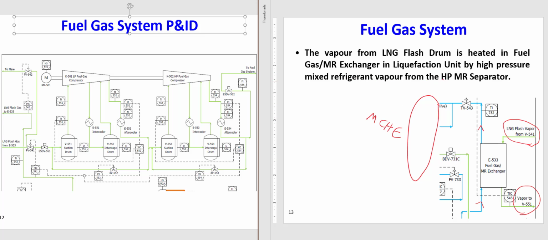Okay, in the liquefaction unit by high pressure mixed refrigerant vapor from the high pressure mixed refrigerant separator. So it's coming from unit 4, we already talked about that the mixed refrigerant goes to several steps of compression, separator, flash drum, and then it will be sent to the cold bundle, right? So the mixed refrigerant here is coming from the high pressure mixed refrigerant separator. It's this one here.